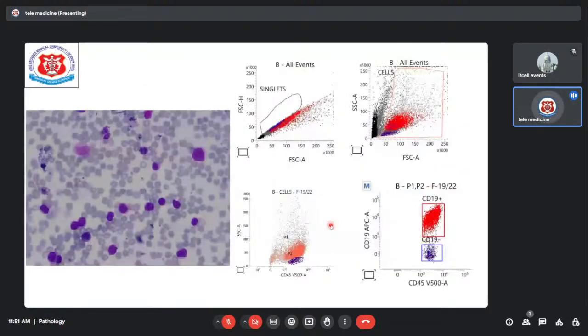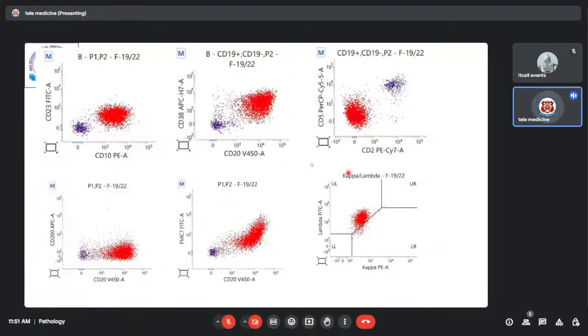Look at this plot, 45 versus side scatter. Your abnormal population is coming on top of the mature lymphocytes. Much higher on the forward scatter and slightly higher on the side scatter. These cells are bright 19, gated on 19. There is expression of CD10. So large cells, germinal center lymphoma. Okay. 38 is positive, 20 is bright positive, 5 and 2 negative, 200 is negative, and lambda clonality.